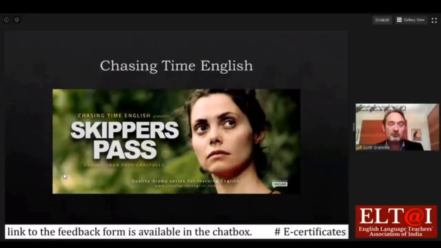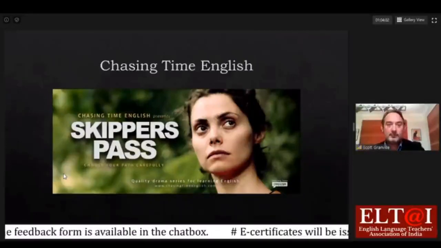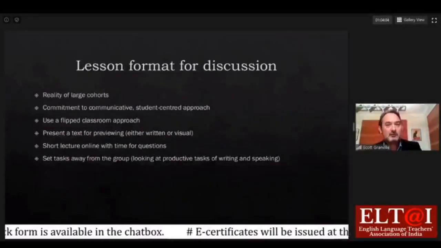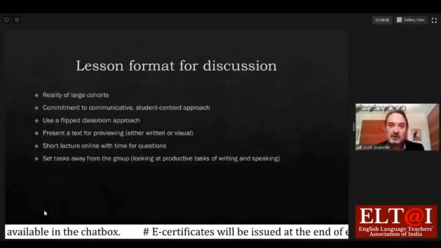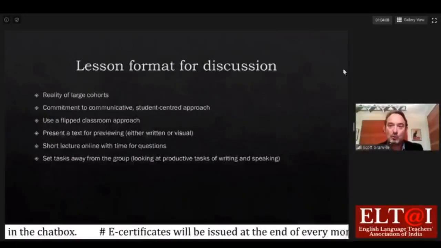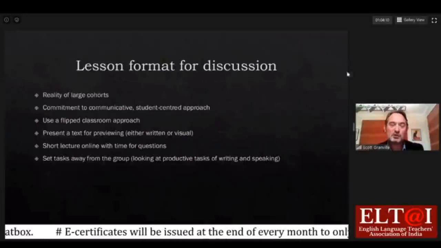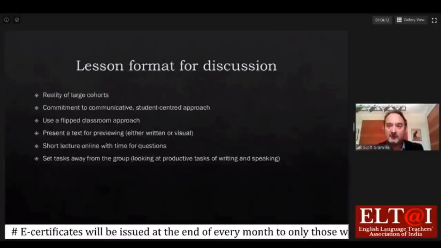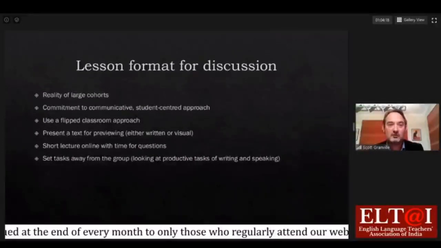There are people that do it very, very well, but the reality, as one of the speakers spoke about, is that when we're talking about large cohorts, I'm looking at about 50 students plus. In a perfect world, we'd have small groups of 12 to 20 students, but the reality is sometimes when we're dealing with online cohorts, they're much, much larger.